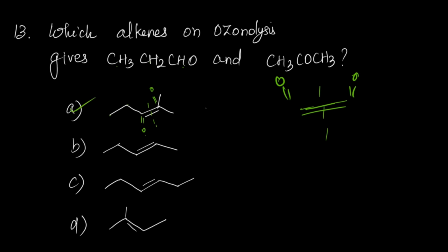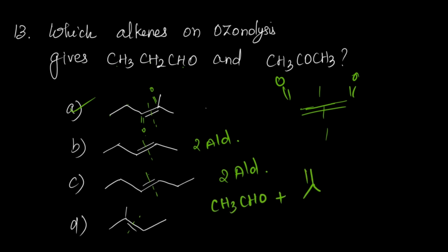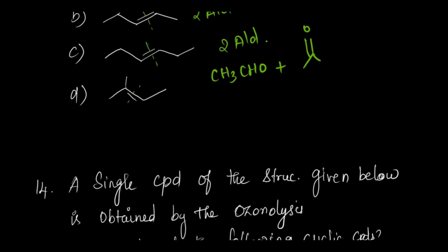Let's take the other options as well. This will give 2 aldehydes, and this will also give 2 aldehydes. Right? And what about this? This will give you one aldehyde and another one is ketone. But if you could see, the ketone is acetone and the aldehyde is CH3CHO. So our end product is having propanaldehyde. So option A is the answer to this question.